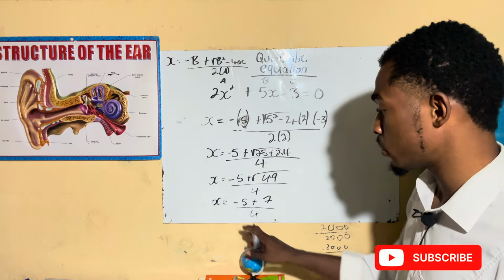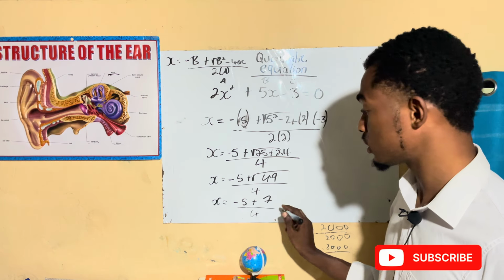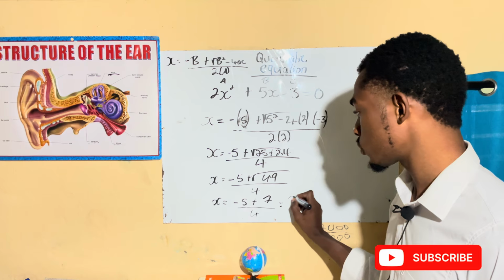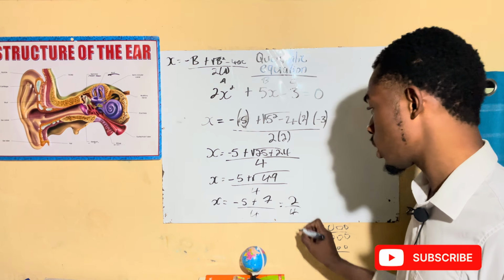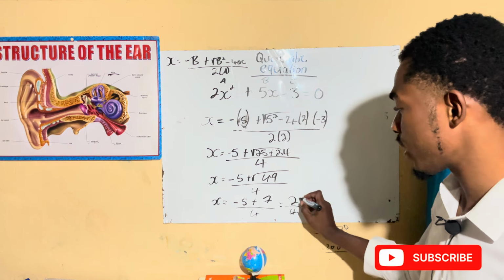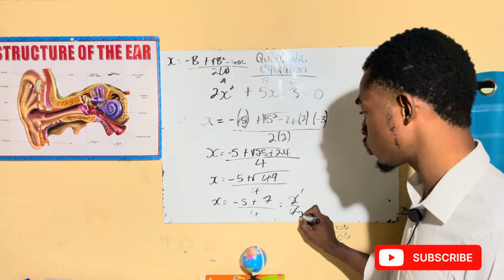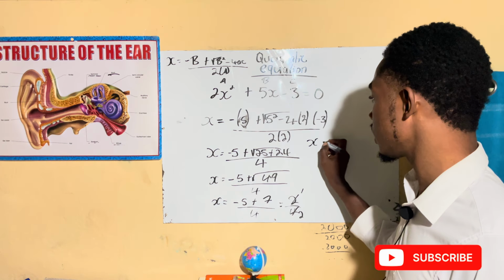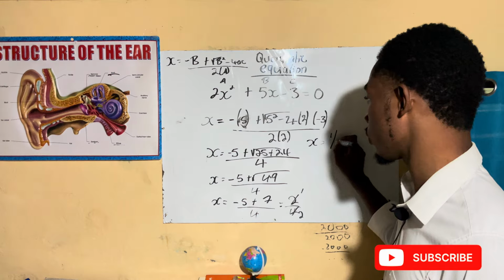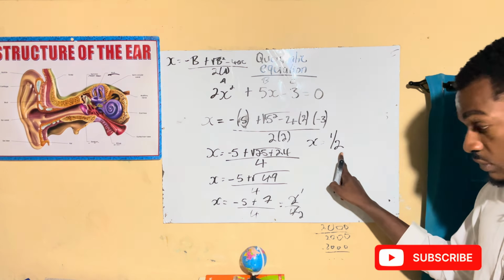Now negative 5 plus 7 gives us positive 2 over 4. This can be simplified: 2 into itself 1 time, 2 into 4 goes 2 times. And x will be equal to 1 over 2. See?